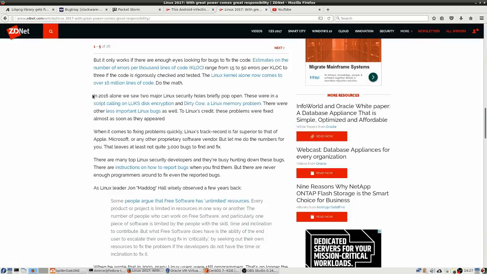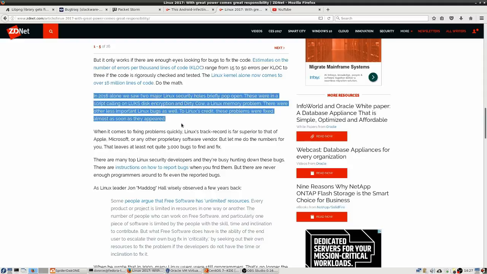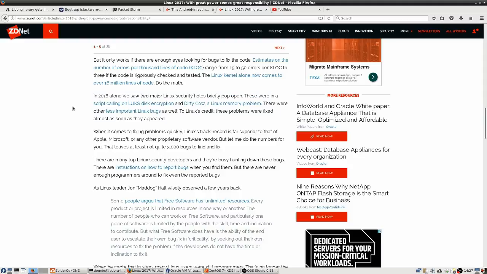In 2016, of course, we did have two major security problems. The LUKS disk encryption was a problem where you could boot up a machine with an encrypted disk and perform a certain sequence of keystrokes and break into the machine without having to enter any type of a password. And we had Dirty COW, a Linux memory problem, and a few other less important Linux bugs as well. But they were all fixed rather quickly after they were found.